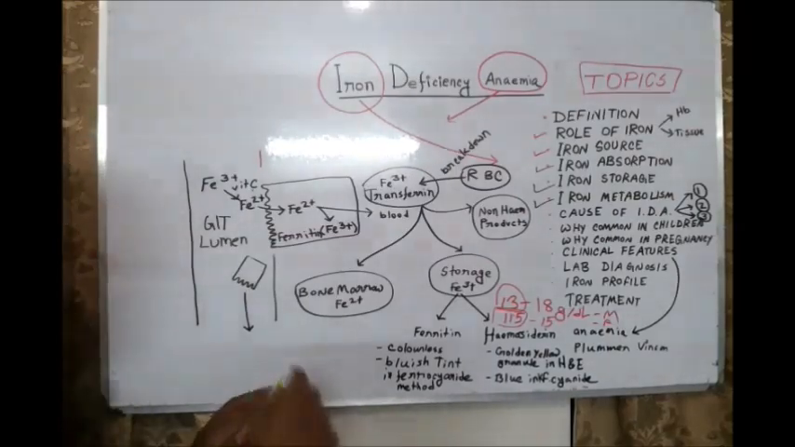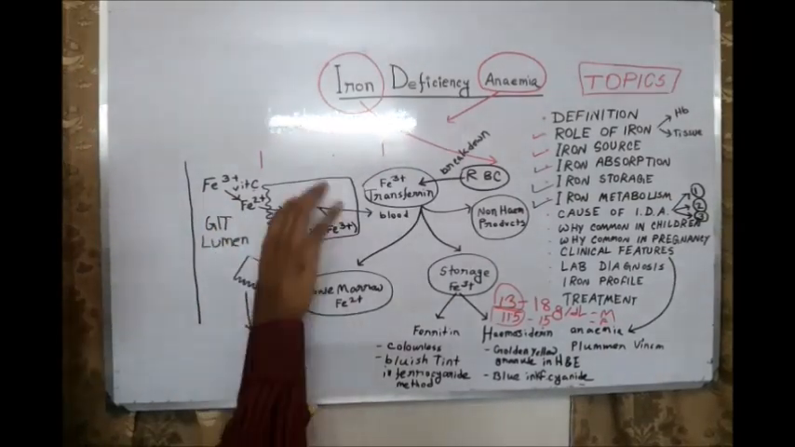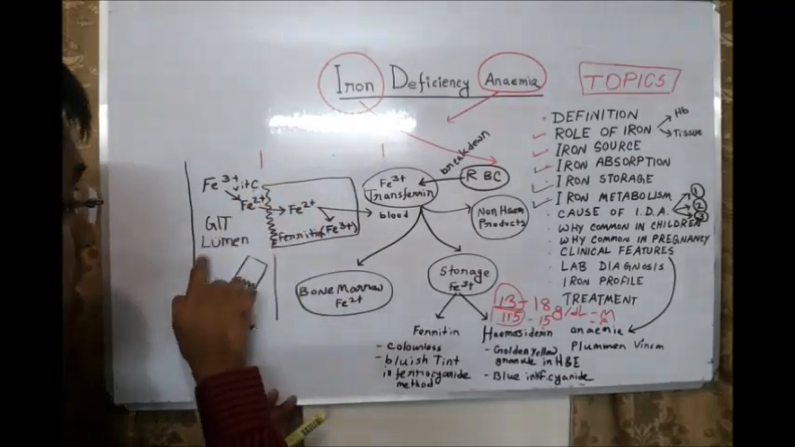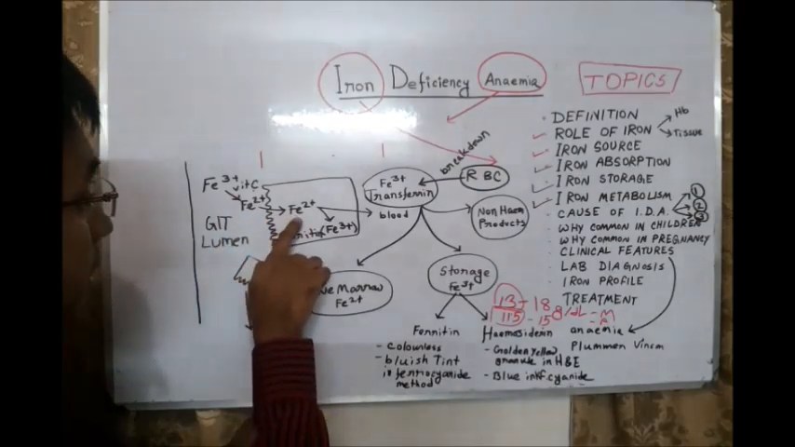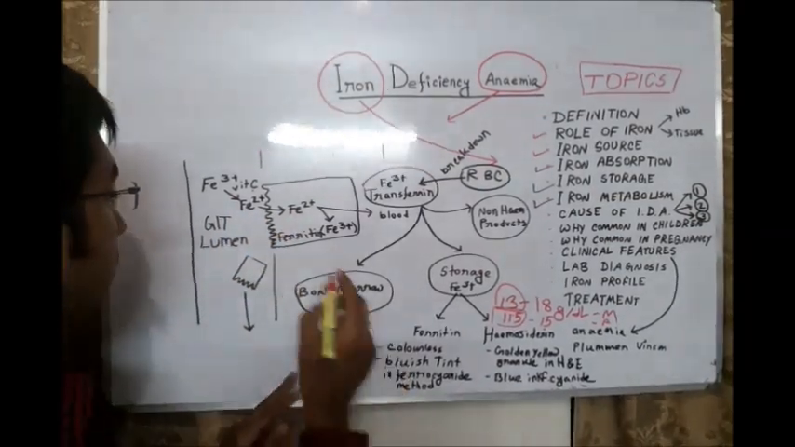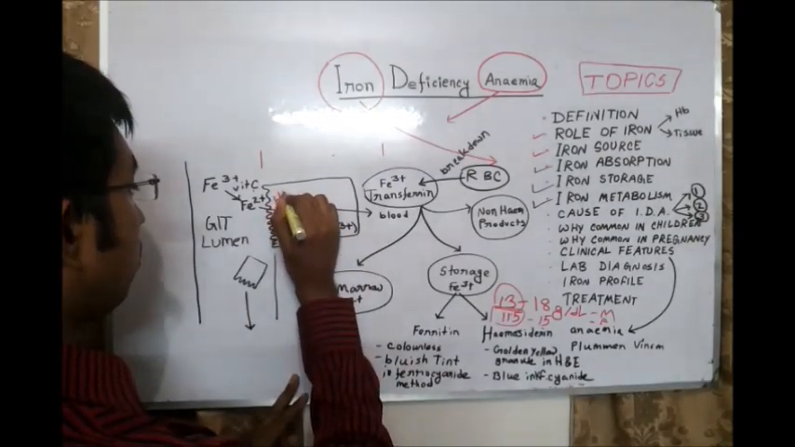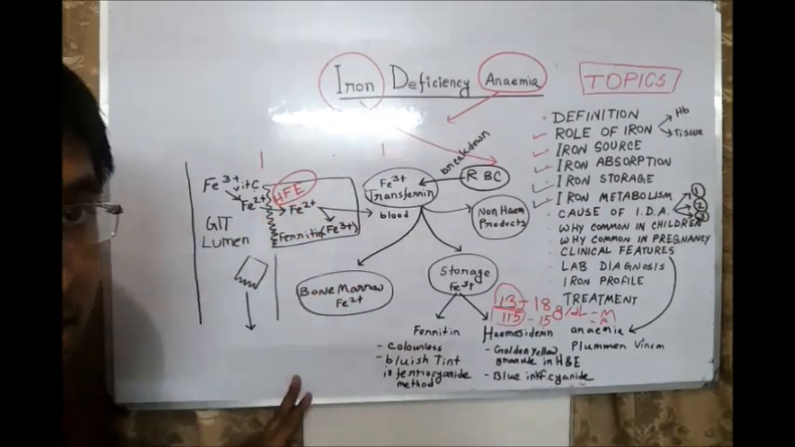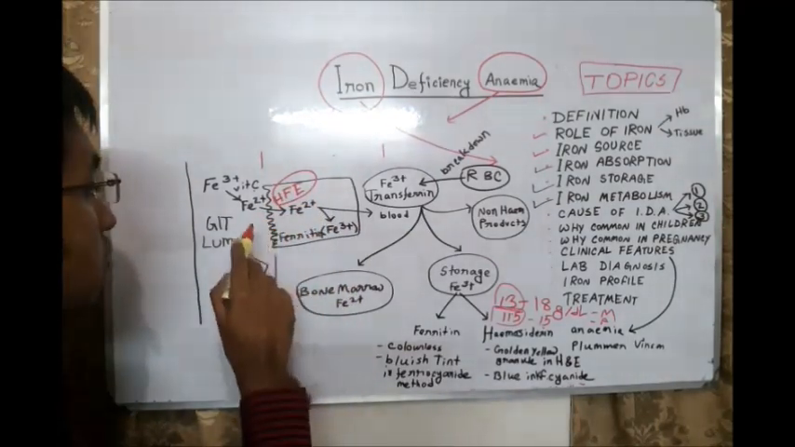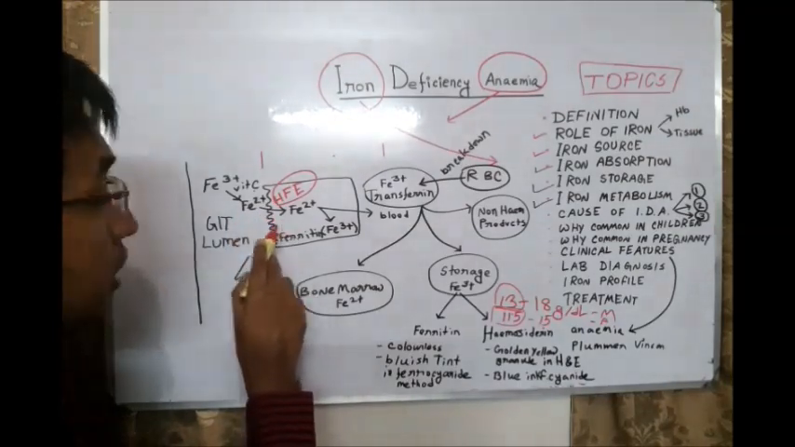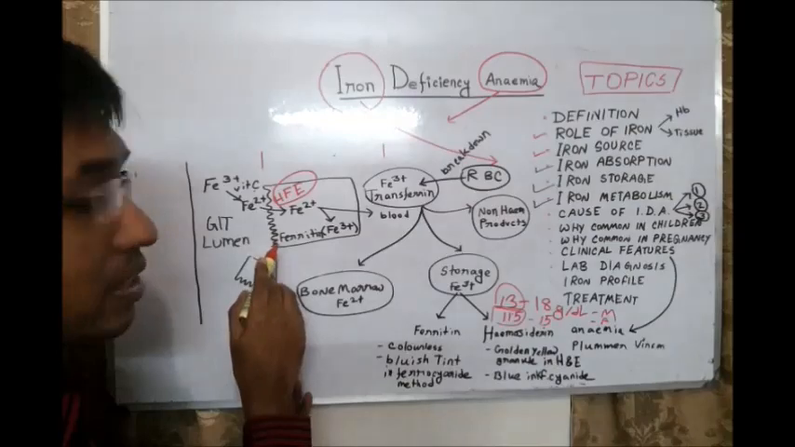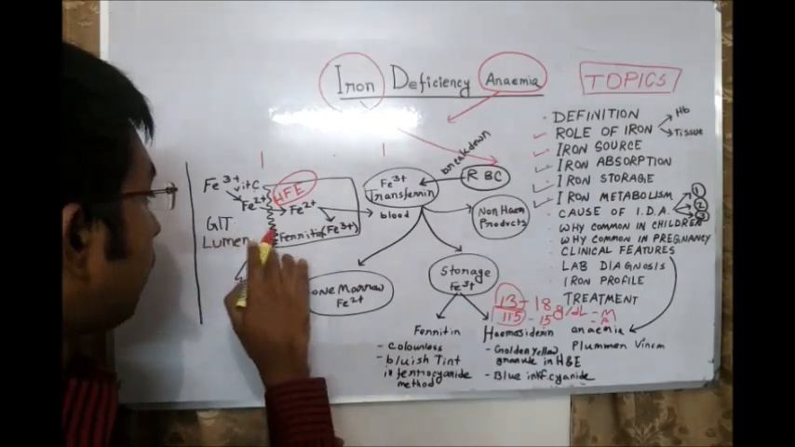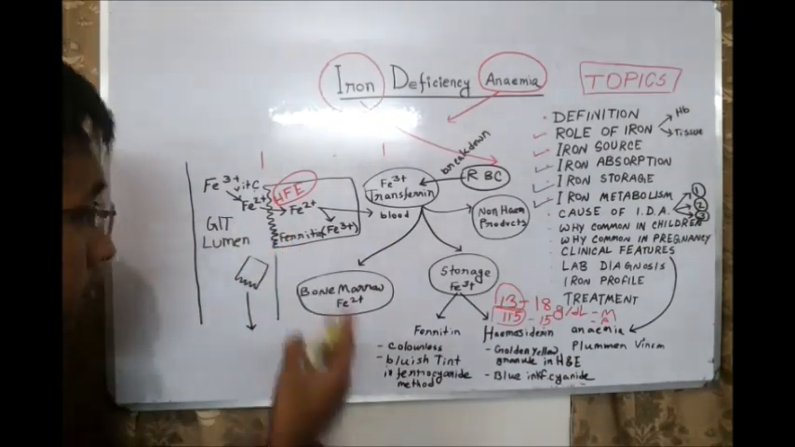gastrointestinal tract. As you can see, this is the lumen of the GIT. These are the epithelium which lines the lumen of the gastrointestinal tract, and they are taking up this iron. Okay, and also remember we have an important protein here which is known as HFE protein that has a key role in absorption of this ferrous iron inside the lining epithelium of the gastrointestinal tract.